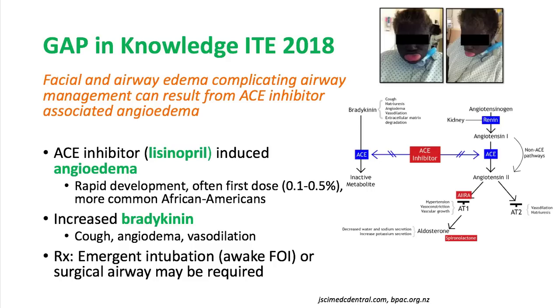Bradykinin has the major hypotensive effect of an ACE inhibitor because bradykinin is a vasodilator, but bradykinin is also the cause of the cough that's often associated with these ACE inhibitors. The thing we're talking about here, angioedema, and the taking of a lisinopril or another ACE inhibitor and the rise in bradykinin that can occur can result in this angioedema and an emergent situation.